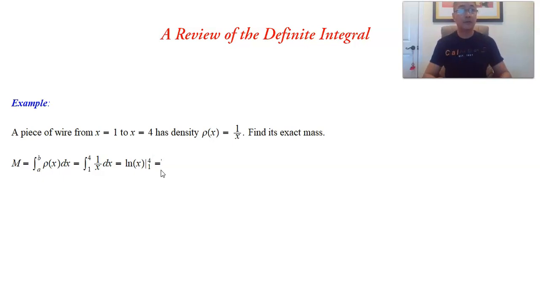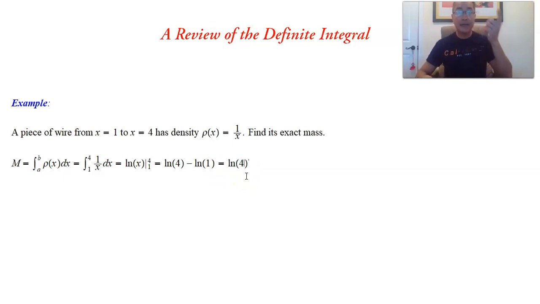So 4 goes first. We have ln of 4 minus ln of 1. And again, do you remember what ln of 1 is? That is simply 0. So our final answer is ln of 4.